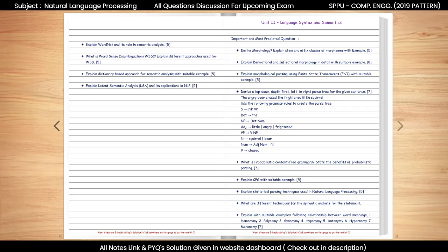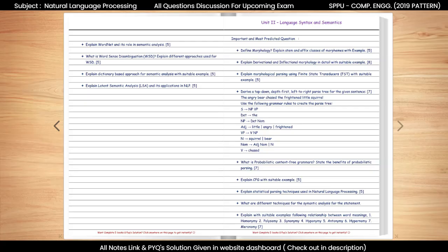Now, let us move on to our next important topic, semantic analysis techniques. From this topic, we can expect questions such as, what are different techniques for the semantic analysis for the statement? Semantic analysis techniques include rule-based methods, statistical methods, and knowledge-based methods. These techniques focus on understanding meaning rather than structure by using word meanings, context, and relationships.